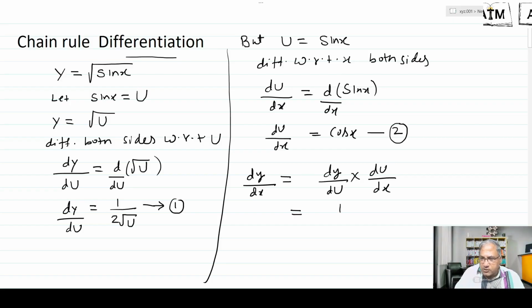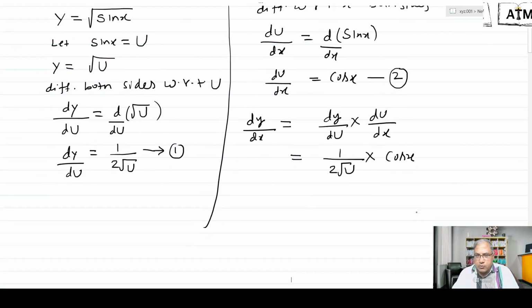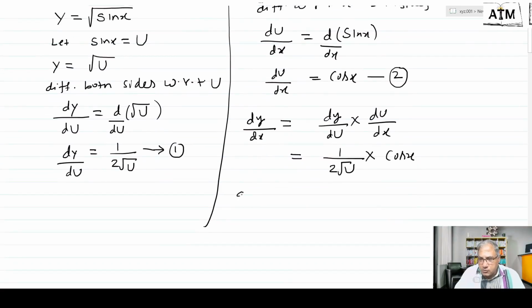So dy by du is nothing but 1 upon 2 root u, and du by dx is nothing but cos x. Now what you do now? You put back the values. dy by dx equals cos x upon 2 root u. What is u? u is nothing but sin x.